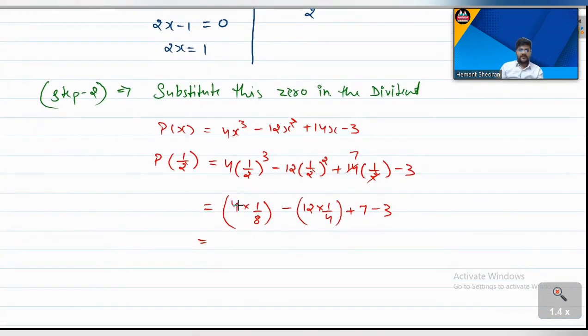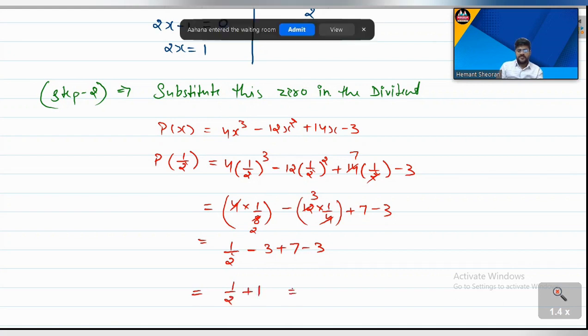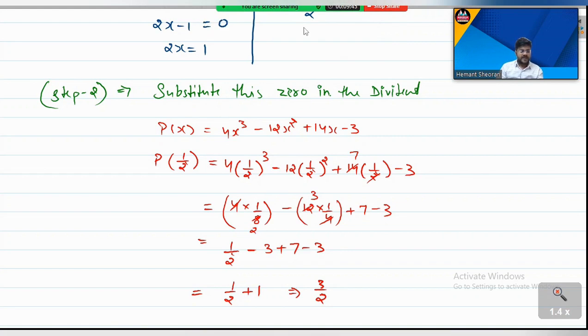Okay, then the next step: 4 will cancel out the 8 at 2, so I got a half. This will cut out at 3, so I got a negative 3 plus 7 minus 3. If you solve these three values, what answer are you having? 7 minus 6 is just 1, yes or no? So I just got a half plus 1. Half plus 1 is how much? 3 by 2, yes or no? Any confusions?